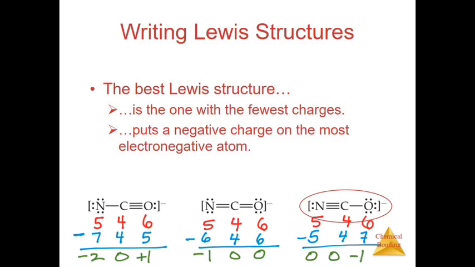Now notice that this polyatomic ion has a negative charge to it, and the one in the middle and the one on the right both end up with a -1 charge overall, which is great. But it says it puts a negative charge on your most electronegative atom between nitrogen, carbon, and oxygen, which all happen to be in the same period. Oxygen is the most electronegative of those three. Our negative is on the oxygen in the last option. So that is our correct answer.